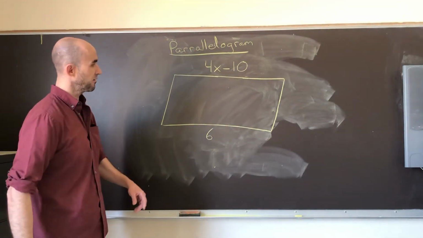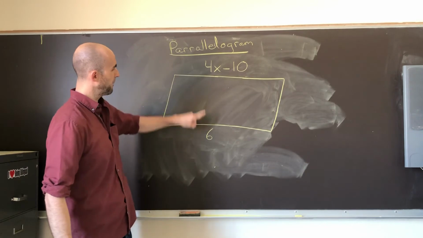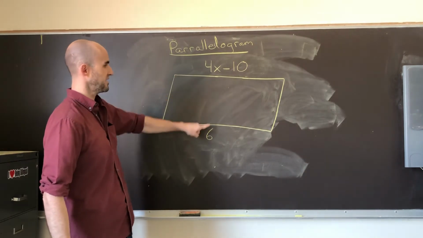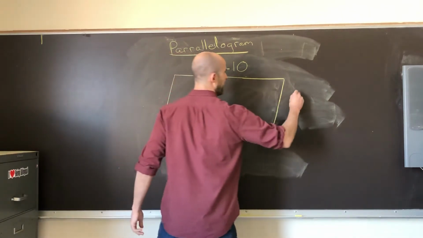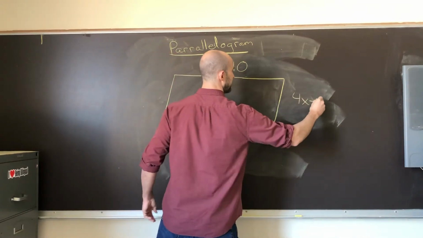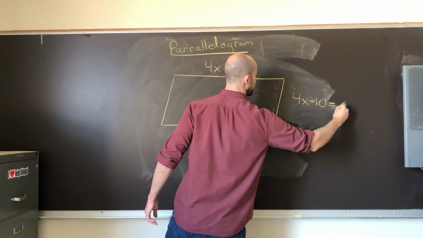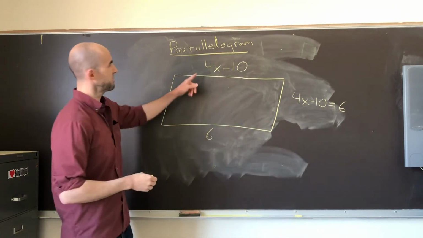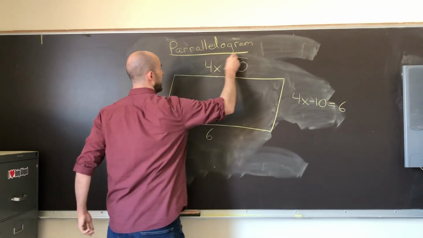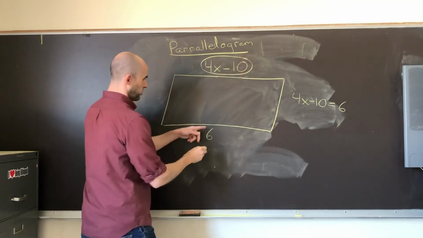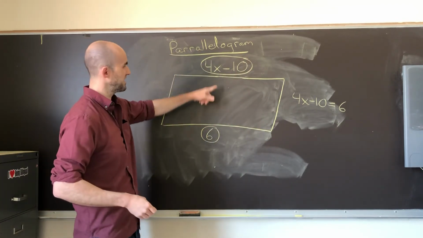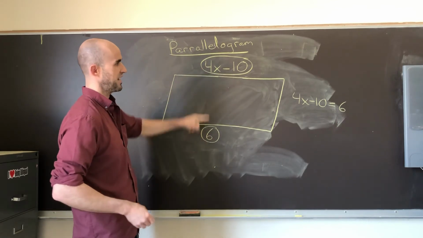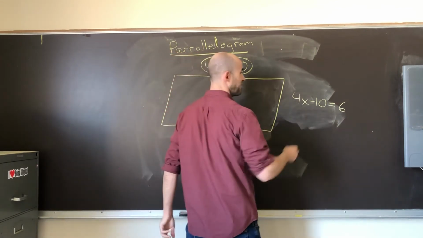We know it's a parallelogram, so automatically we know that the top is equal to the bottom. This top side is equal to the bottom. So if they're equal, we can write that, right? We know that 4x minus 10 equals 6. Those two are equal, so make them equal, right? 4x minus 10 is equal to this. Those two sides are equal. Because once you have this, then it's just really easy to solve.